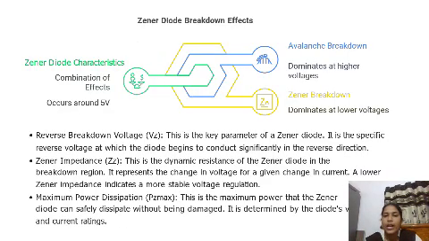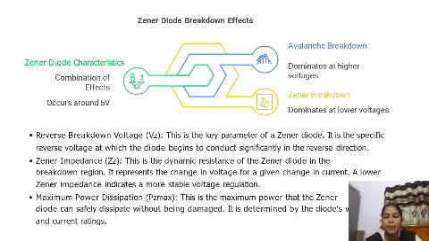The next one, Zener diode breakdown effects. Reverse breakdown voltage, VZ. This is the key parameter of your Zener diode. It is the specific reverse voltage at which the diode begins to conduct significantly in the reverse direction. Zener impedance, ZZ. This is the dynamic resistance of the Zener diode in the breakdown region. It represents the change in voltage for a given change in current. A lower Zener impedance indicates a more stable voltage regulation.